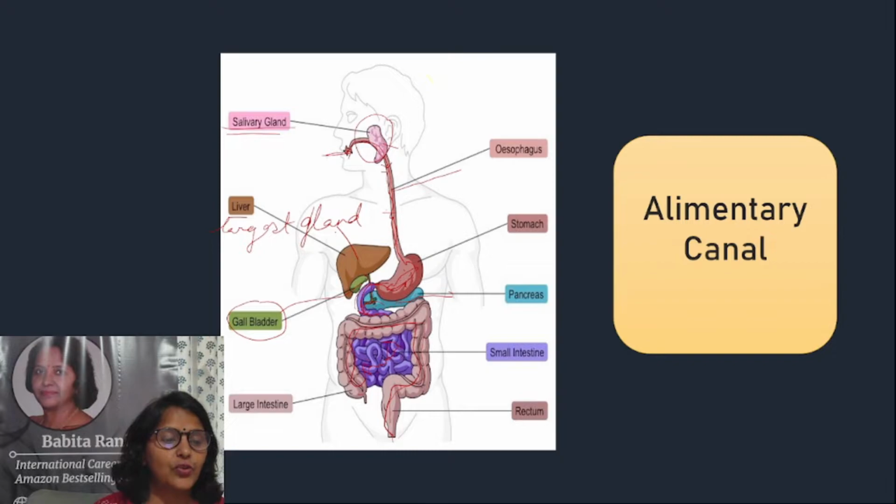A few glands are shown over here which are used in digestion. One is salivary gland, the other is liver, the third one is pancreas, the fourth one is present in stomach, and the fifth is present in small intestine. We will discuss that in detail in a while.